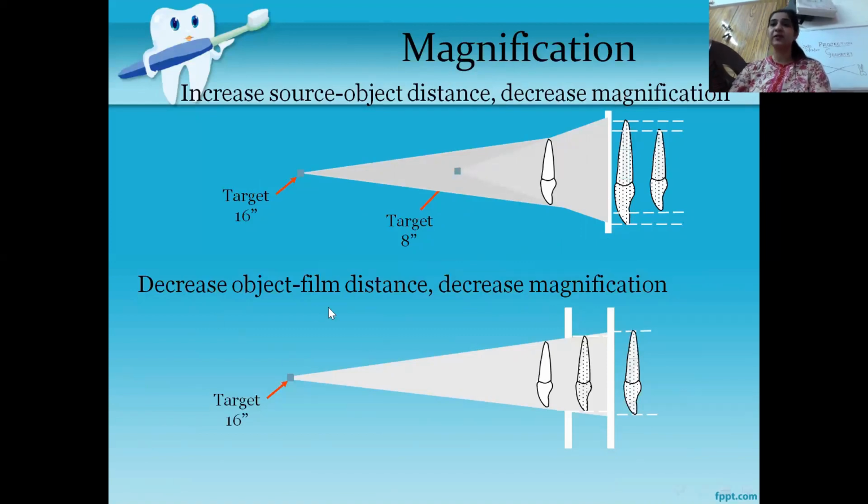Decrease object film distance, decrease the magnification. If we decrease the object film distance, this will decrease the magnification also. So 16 inches is the ideal distance of source and film that can be taken and recorded.